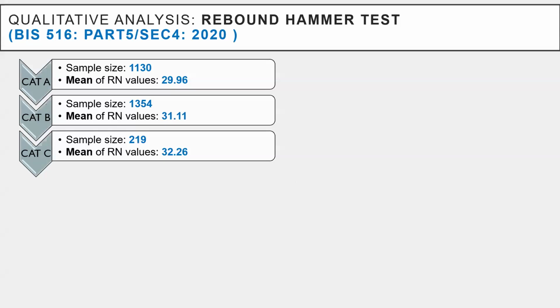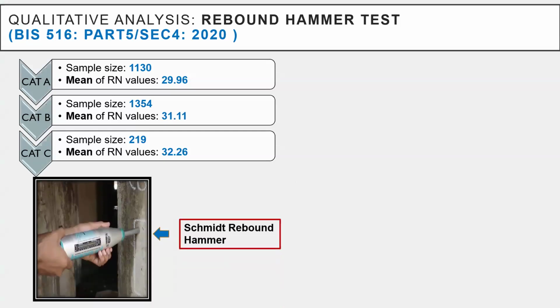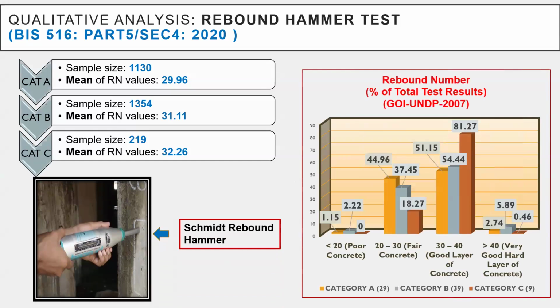Now I will present the qualitative analysis of the various non-destructive tests and the partially destructive tests. This slide shows the qualitative analysis of the rebound hammer test. For category A, which has 29 buildings, the sample size was 1130, meaning we carried out the rebound hammer test at 1130 locations. For category B, the sample size was 1354, and for category C, the sample size was 219. Category B has 39 buildings, and category C has 11 buildings.